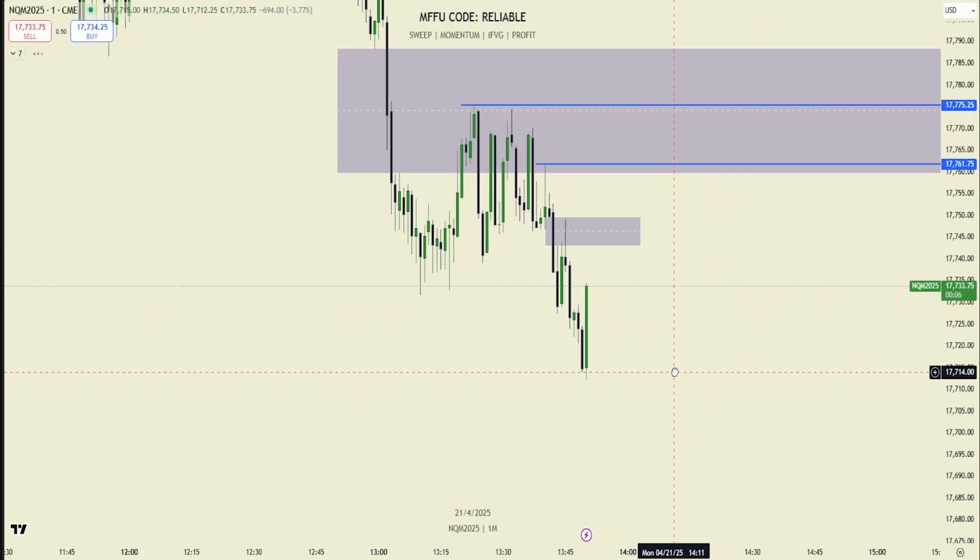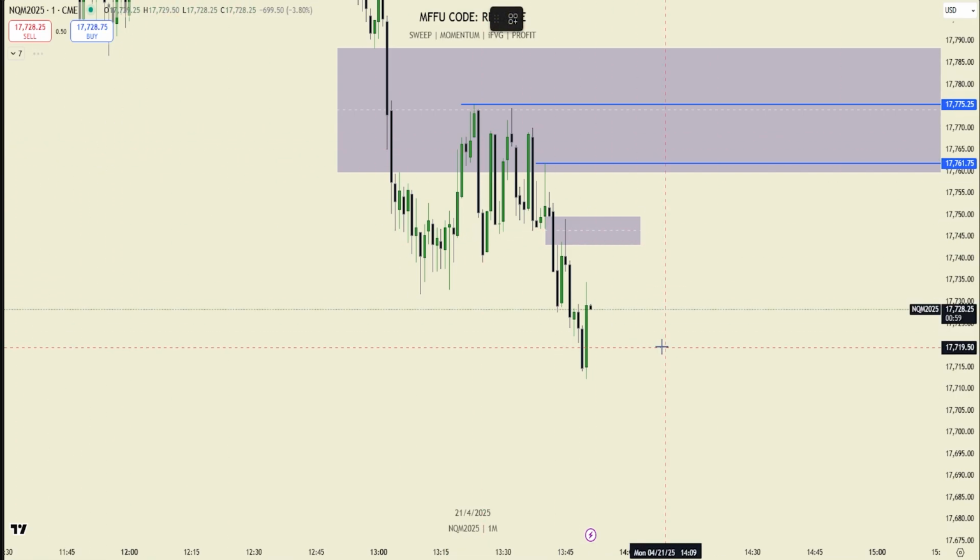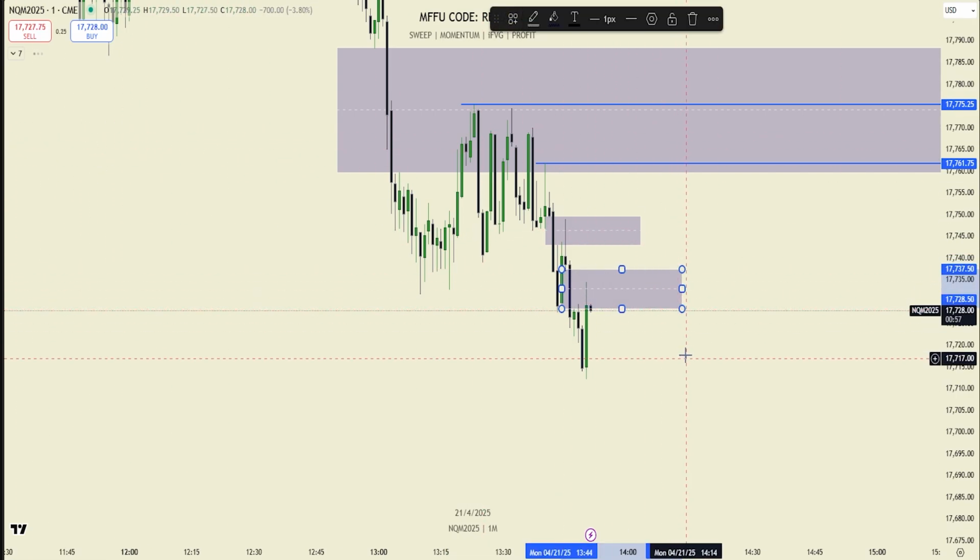Okay, so this 1 minute candle. Oh wow, right at the start of the macro. That's interesting. If we got this 1 minute inverse, it's technically still an A plus.